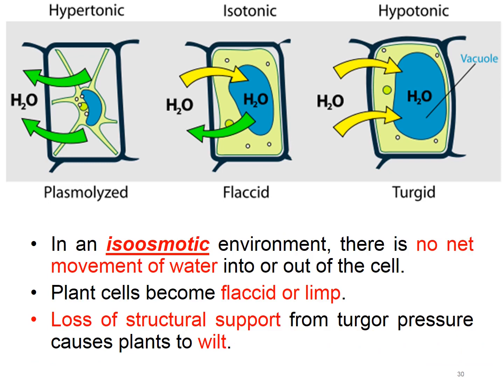We have the last condition, which is the isotonic environment. Water and salt outside equal water and salt inside. We have movement in and out at the same rate, so there is no net movement. So is this ideal for the plant cell? Actually, no. Why? Because the plant cell lost its firmness, lost the mechanical support, the turgor situation we have here. The plant cell is living, however it is flaccid or limp.